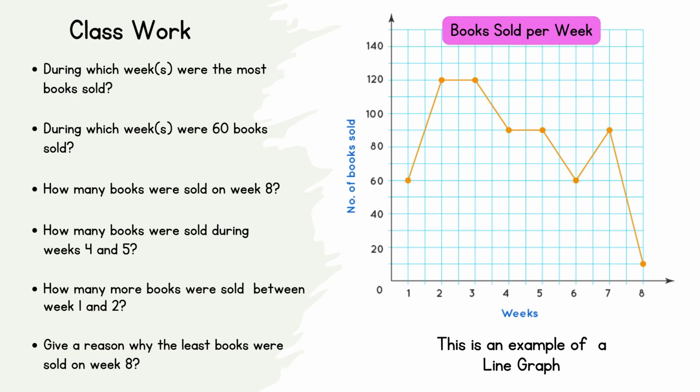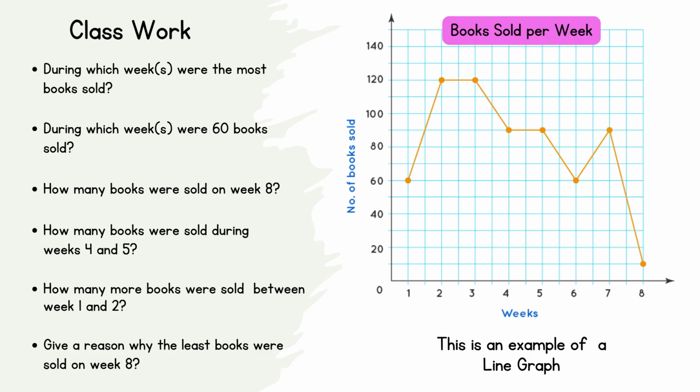Here we have another example of a line graph entitled books sold per week. On the y-axis, we have number of books sold. On the x-axis, we have the week in which the books were sold. And then we have our questions on the left. Pause the video to analyze and understand the graph, and then try to answer the questions.